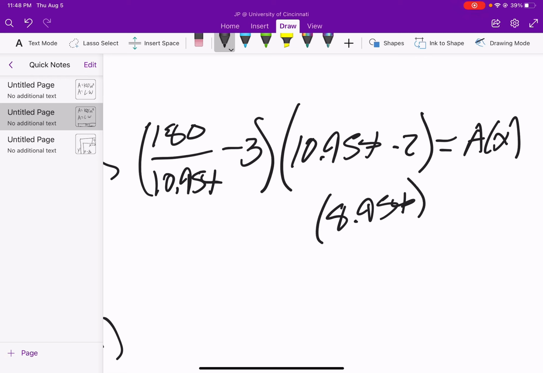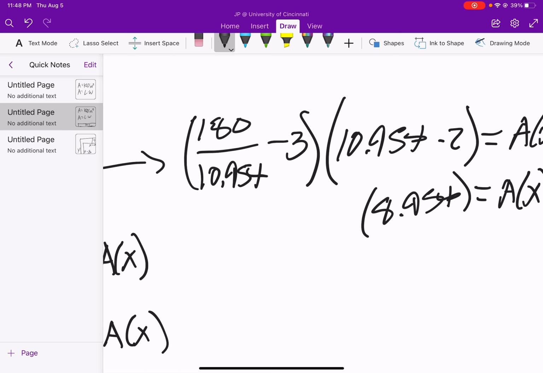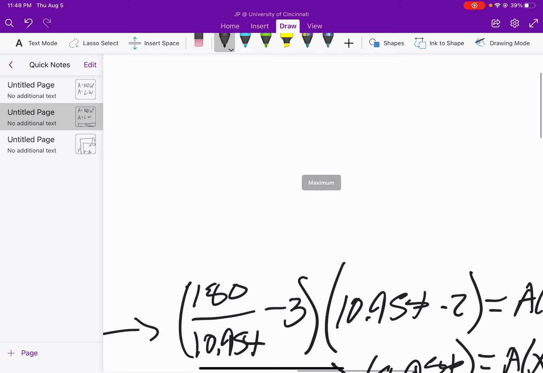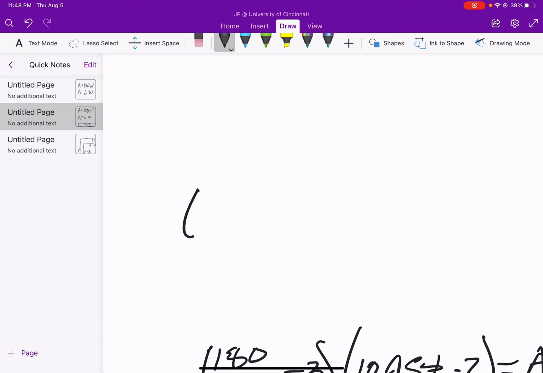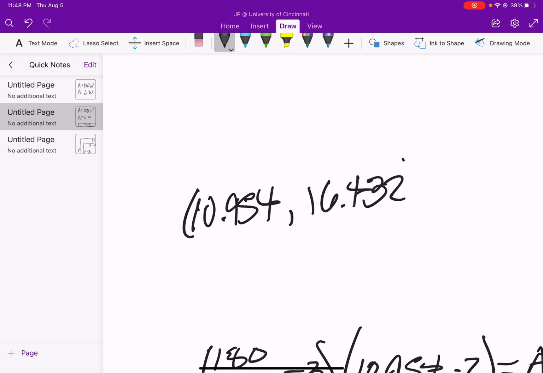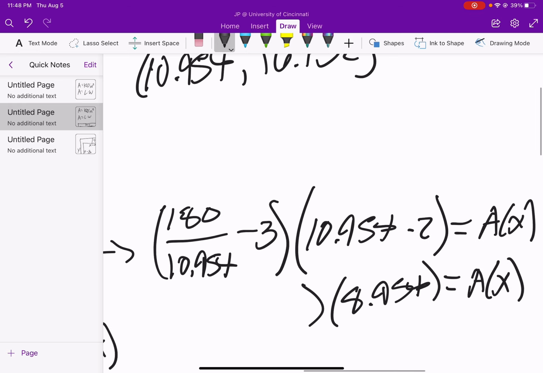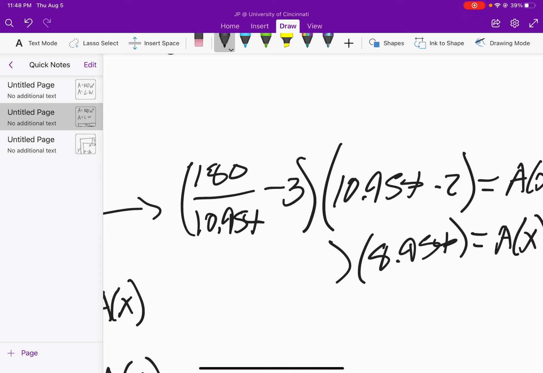8.954 is going to be our width, equals the area of x, and this is 180 divided by 10.954 is 16.432, and you subtract 3. Actually, you know what? I'm going to go ahead and write this up just because it's good to know. The 10.954 is our x value, and 16.432 is our y value. That's not what it asked for, but that's always good to know in a problem like this in case you have to go any further. We don't, but in the future you might.